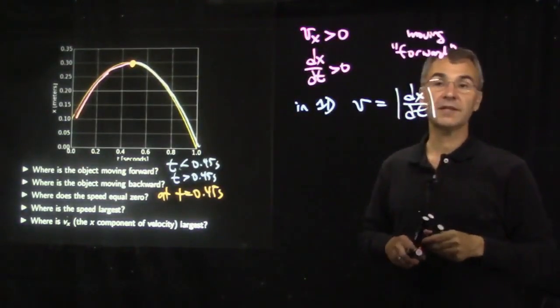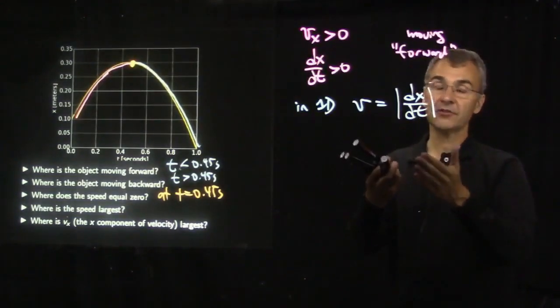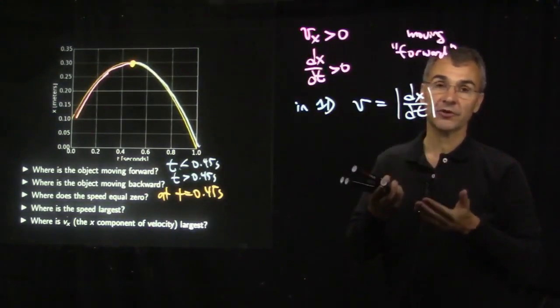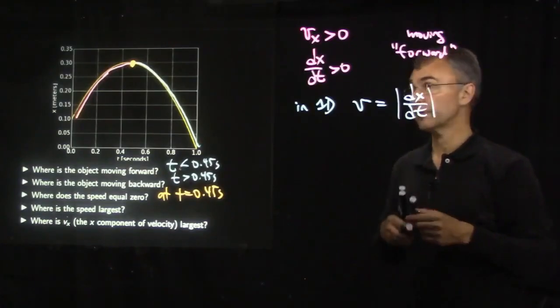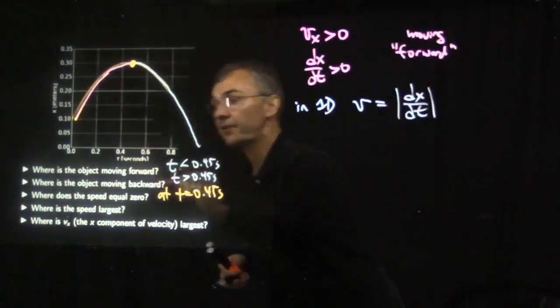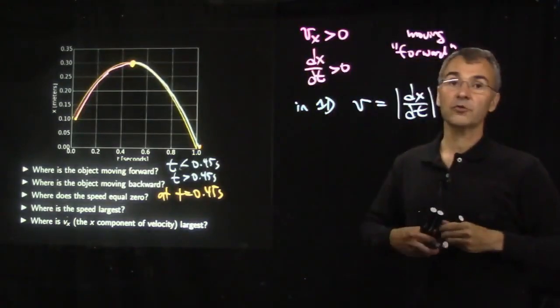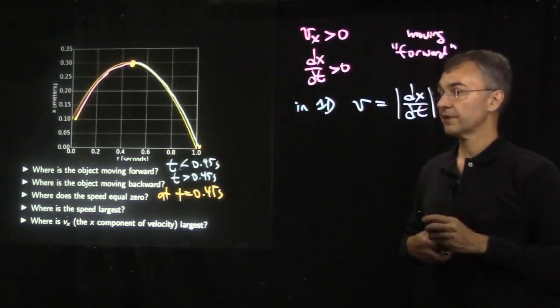Where is the speed largest? Well, the speed is the magnitude of the slope. So that's not the same as where is the slope largest. It's where is the slope largest in magnitude. So the slope seems pretty big here, and it seems pretty big here. Which one is bigger in magnitude? Let's see if we can work that out.